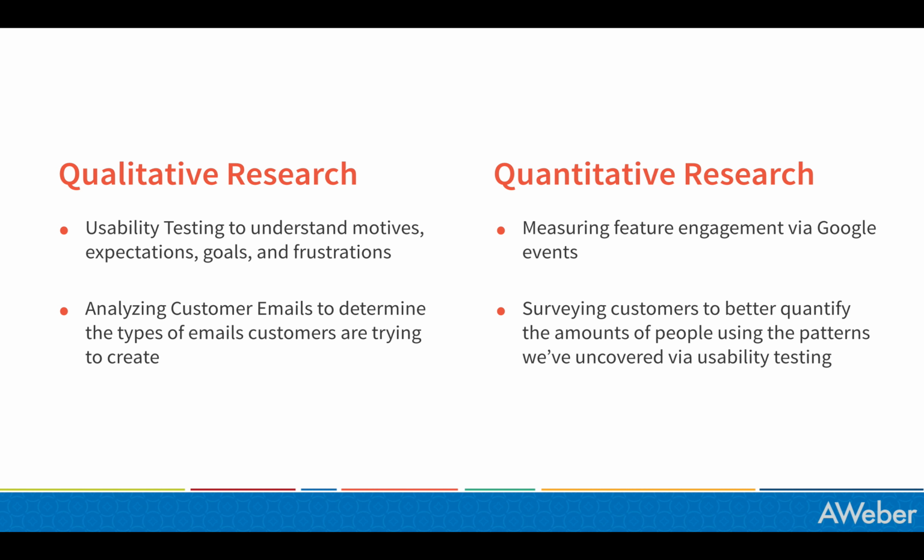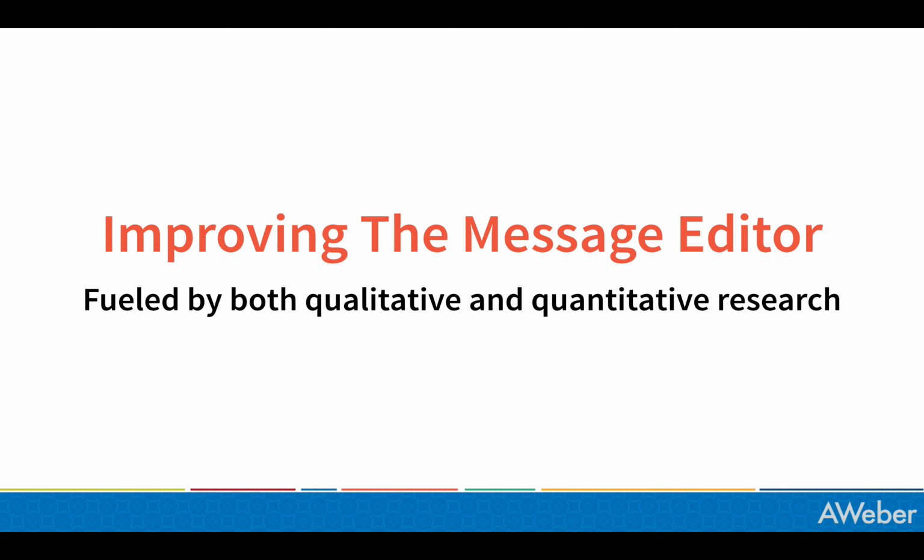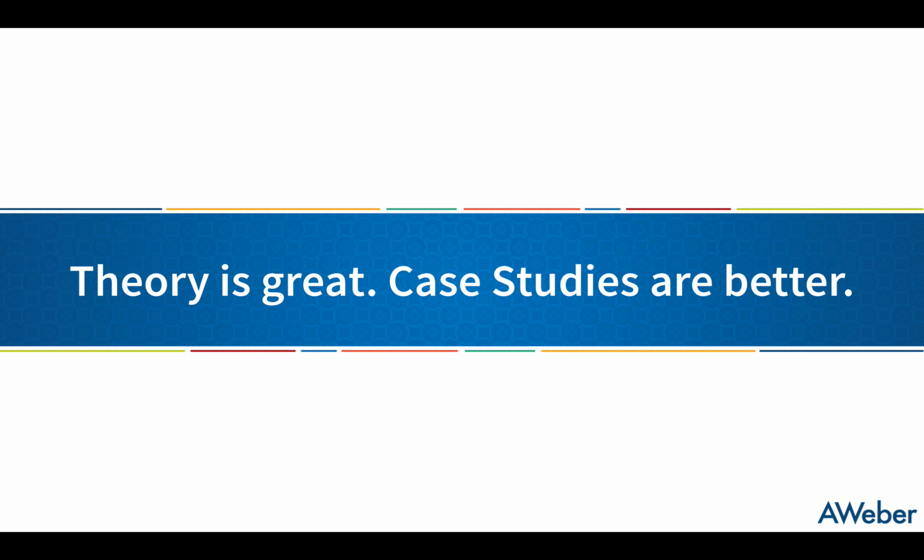And then on the flip side, you have the quantitative research. We were measuring the feature engagement via Google Events, seeing which things were the most popularly used, for better or worse. Sometimes you don't know if people are misunderstanding what they're clicking on or trying to achieve something else, but in general, we had a finger on the pulse for that. Along with that, we were surveying customers to better quantify the different types of patterns we were uncovering from usability testing. All this comes together to fuel this project for improving our message editor.